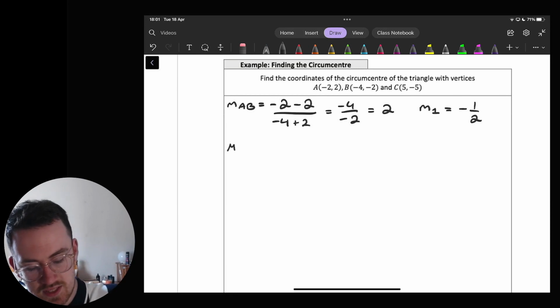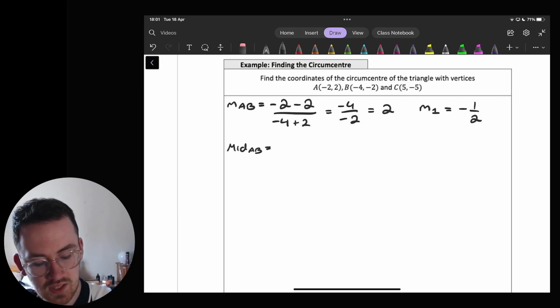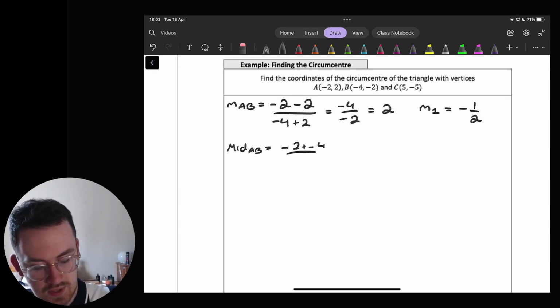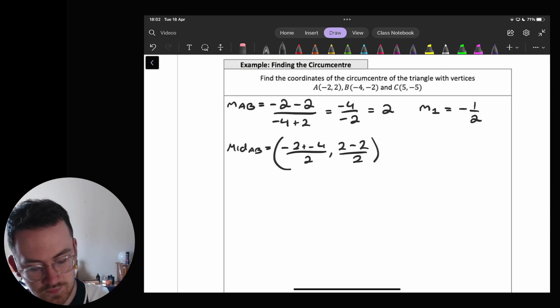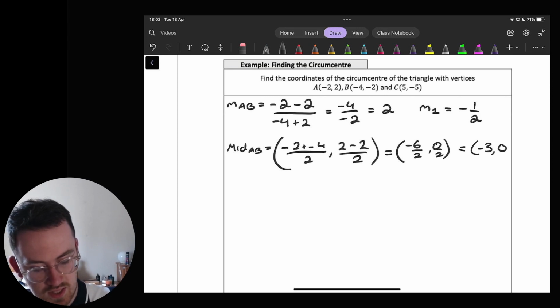Okay, then we need to find the midpoint of AB. And the midpoint, of course, we should know from our formulas, is x1 plus x2 over 2, and then y1 plus y2 over 2. So I get that my midpoint this time is going to be minus 6 over 2, 0 over 2, which is of course minus 3, 0.